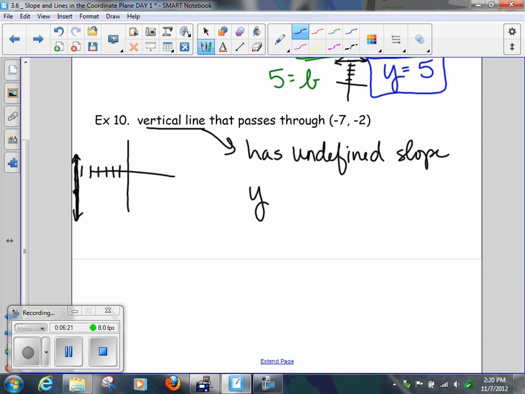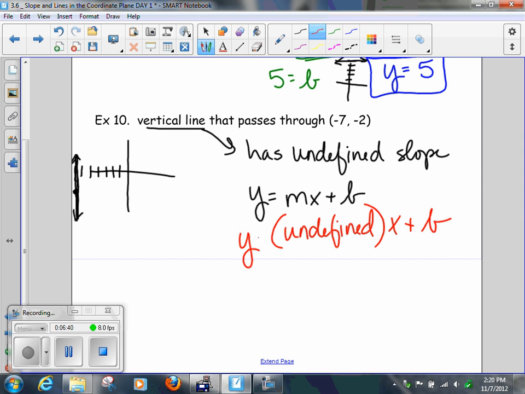So if I go to looking and trying to fill in, what am I going to substitute in place of m? I can't substitute undefined in for m, can I? I can't do that. Look at that. That looks crazy. Undefined times x, what does that mean? Doesn't mean anything. It means we've got to drop back and punt. You can't have that. So what is my equation?